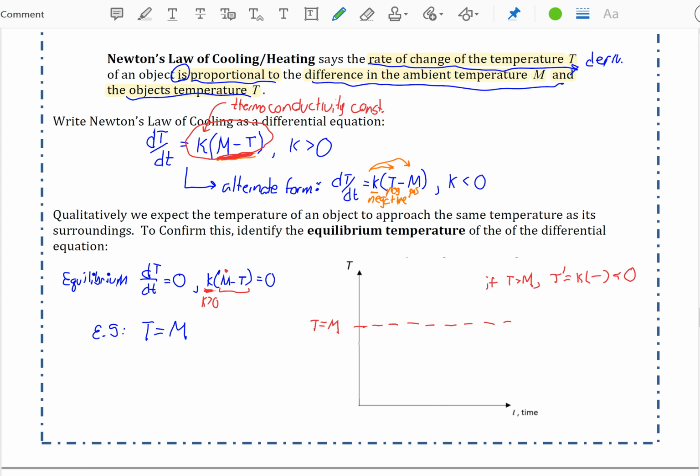This tells us that if we have an object that has an initial temperature T naught that's greater than M, the object will cool down over time and approach your room temperature.